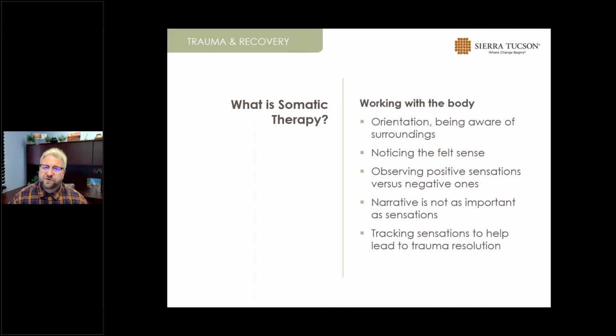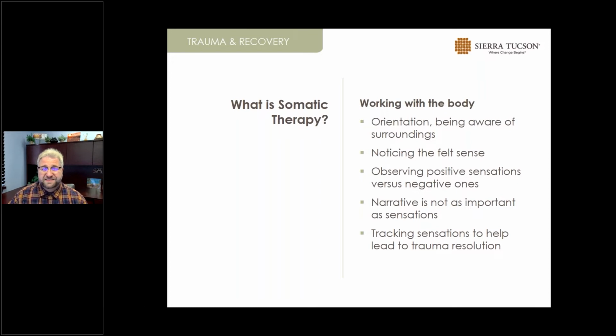A lot of people who have trauma or who come to treatment or therapy tend to have negative feelings or negative sensations or chronic pain and those types of things. So one of the things we do, with noticing the felt sense, is start by bringing them into positive sensations, recognizing what positive feels like versus the negative sensations.